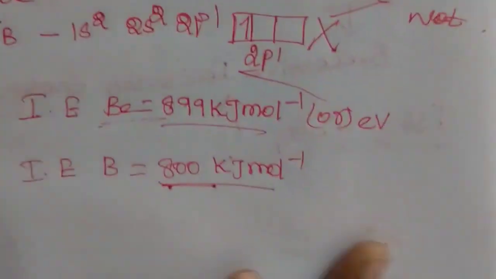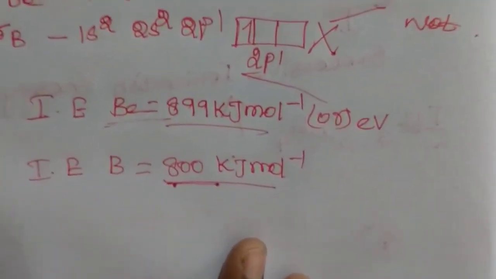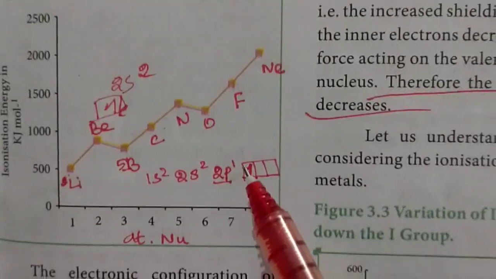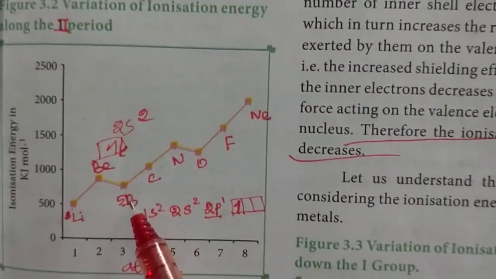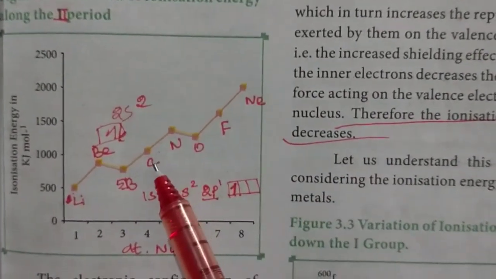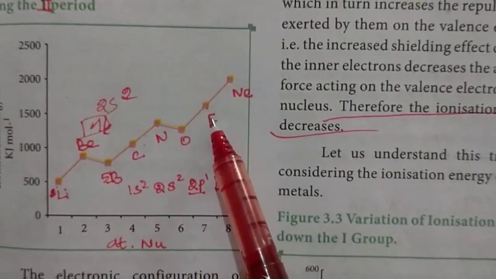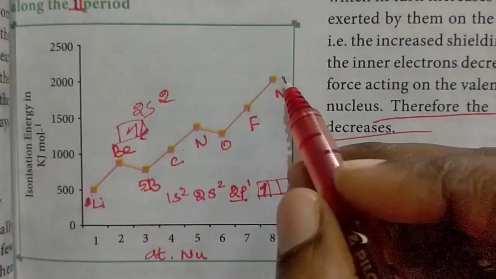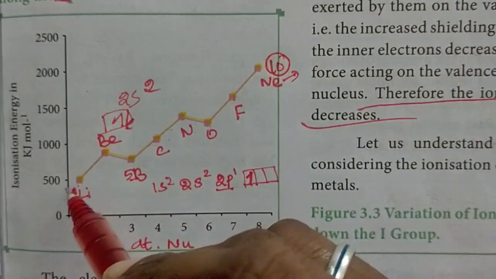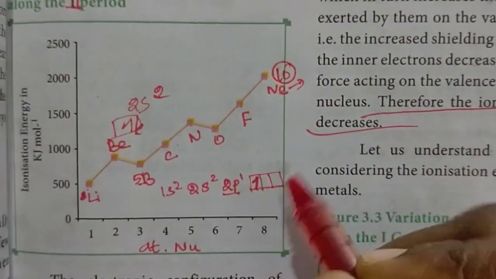And we have another case in the same graph, figure 3.2, page number 85. See this one. After beryllium you have carbon, nitrogen, oxygen, fluorine and neon. Carbon, this is 5 and this is 6, 7, 8, 9, 10. Neon, you know that 10 is a noble gas and it's more stable than all the elements present. Okay, so the noble gases are more stable.